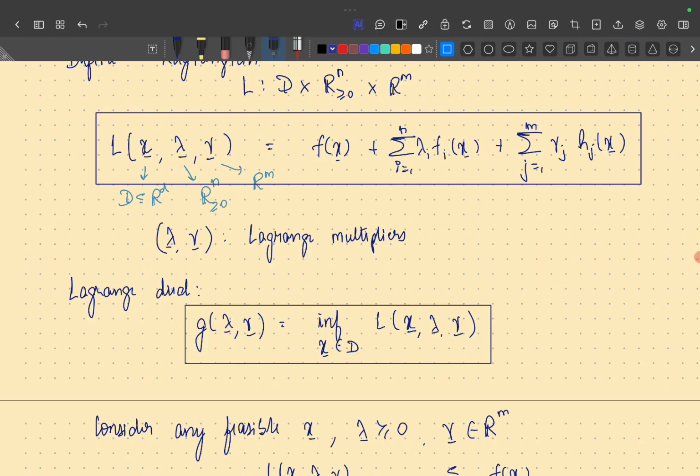Okay, so let's start. So in the last few classes, we've been looking at this Lagrange multiplier formalism to solve convex optimization problems, or generally constrained optimization problems. Right?